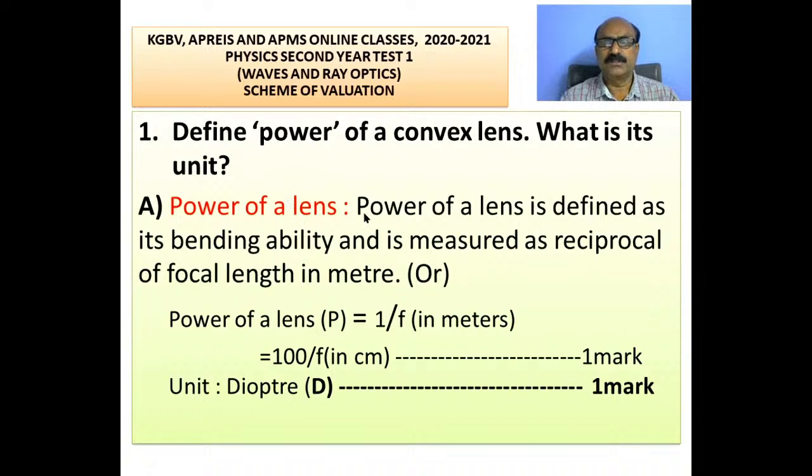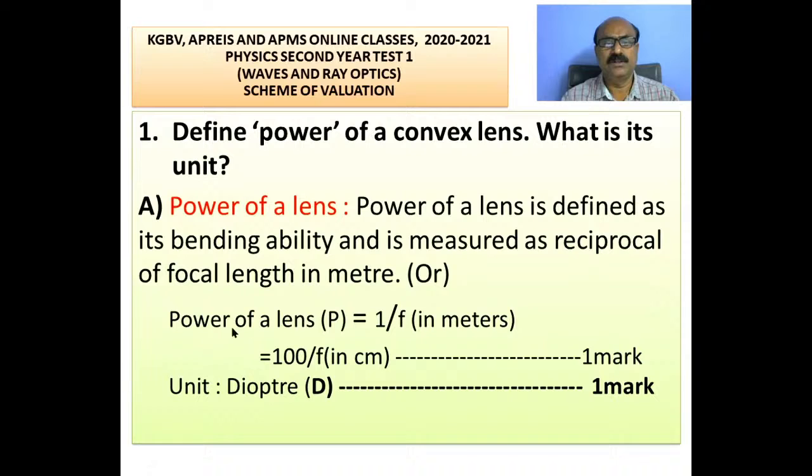For power of lens, you have to write a neat definition. Power of a lens is defined as its bending ability and is measured as the reciprocal of focal length in meters. So the power of lens is 1/f, with f expressed in meters. Sometimes you can also express the focal length in centimeters.